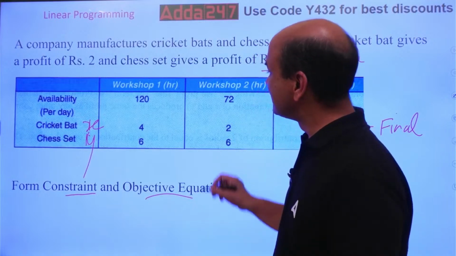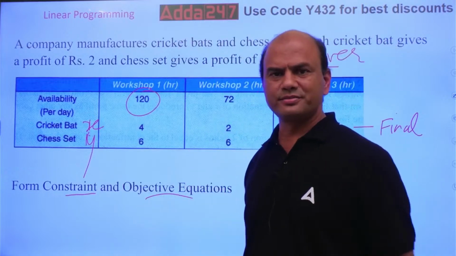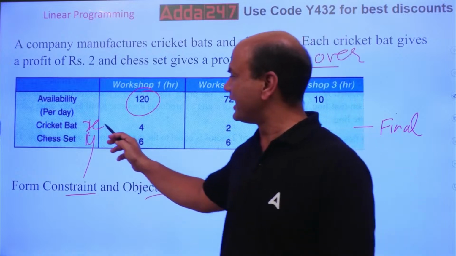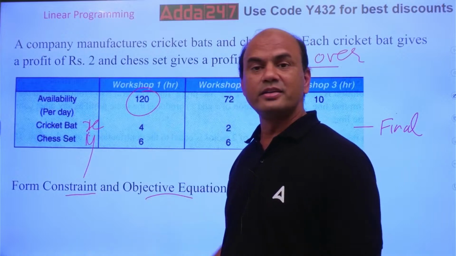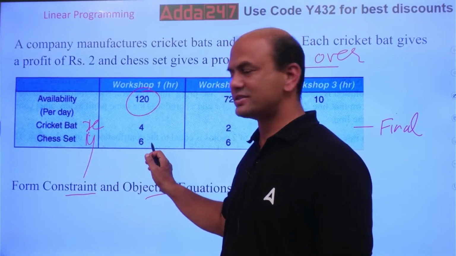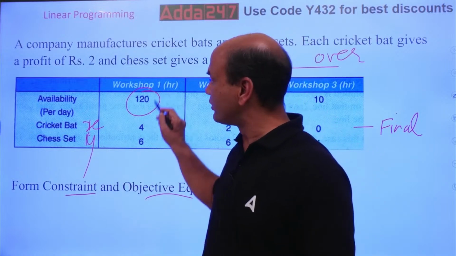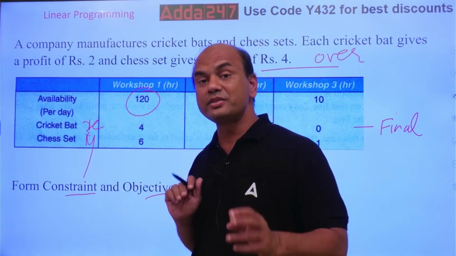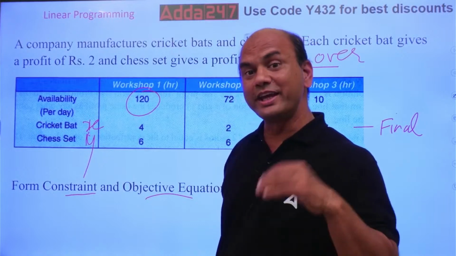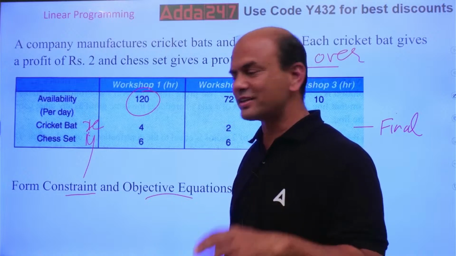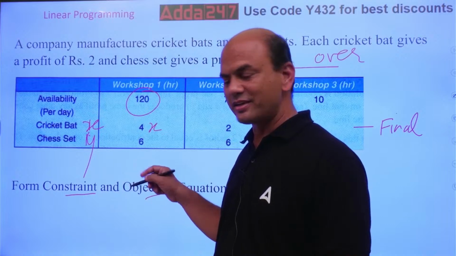Okay, see this. How many hours is workshop 1 having? 120. The maximum time it can work is 120 hours. So if I am producing x cricket bats, one bat is requiring how many hours? 4. One chess set is requiring how many hours? 6. And how many am I preparing? y. So total workshop 1, how many hours will I require for cricket bats? One bat has 4 hours, so x bats will have 4x hours. So this will be 4x. This will be 6y.